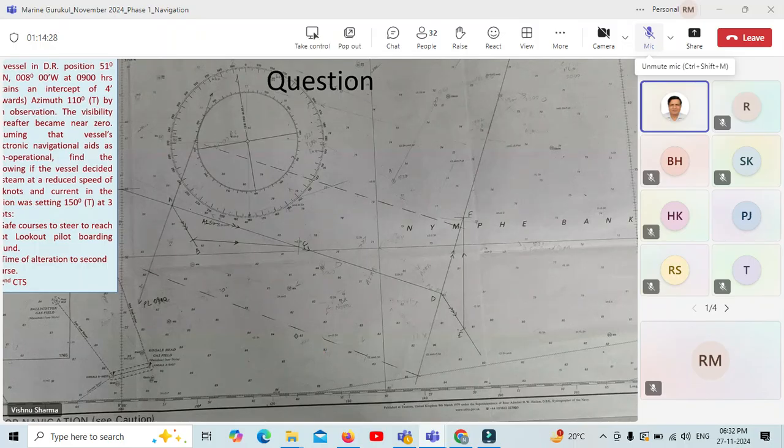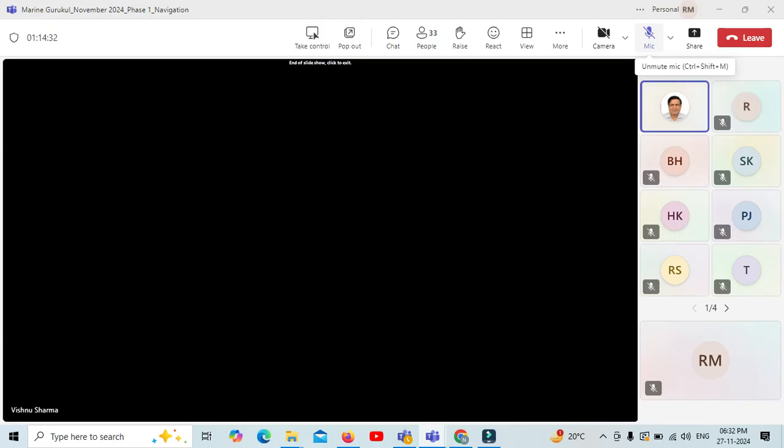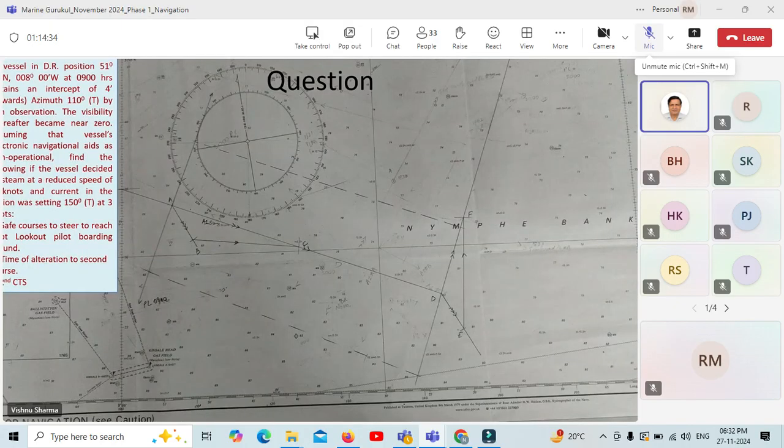Okay. So that brings us to the end of this single PL navigation, guys. If you have any questions to ask, let me know. Otherwise, single PL navigation is done.